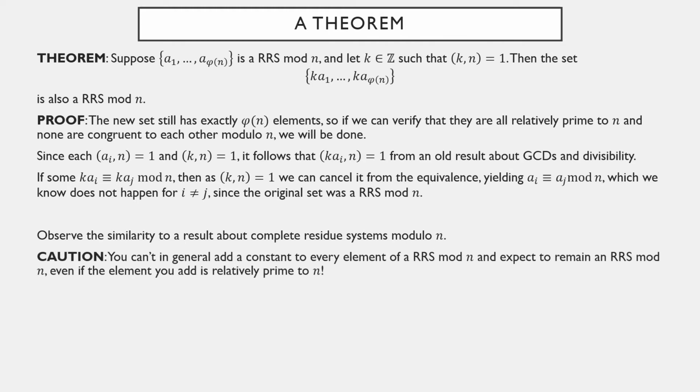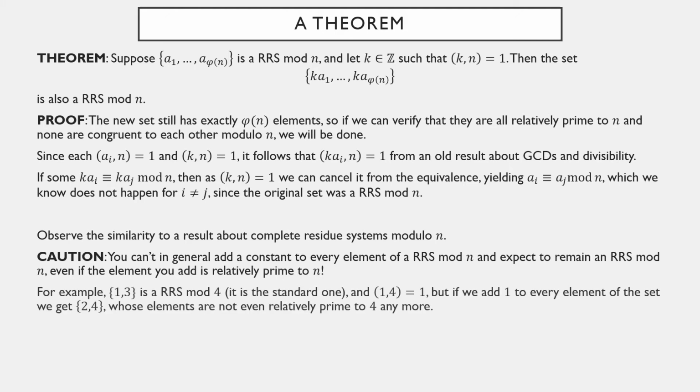However, there was a result about complete residue systems that you can add the same number to every element of a complete residue system and remain a complete residue system. The same result does not hold for reduced residue systems mod n. Adding things very much changes what is or isn't a factor of the resulting sum, and therefore can very easily change whether something is relatively prime to n or not.